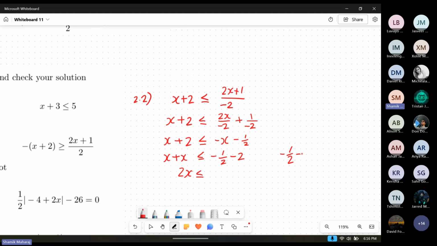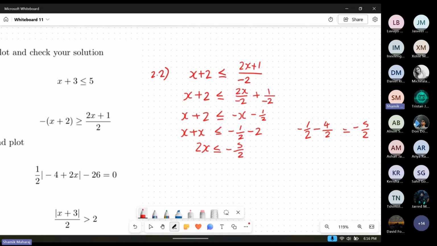Negative half minus 2 is the same as negative half minus 4 over 2, right? Common denominator, and that gives me minus 1 minus 4, which will give me minus 5 over 2. So that's the right-hand side. Minus 5 over 2. But now there's still a 2 on the left, which I don't like, so I'll multiply.